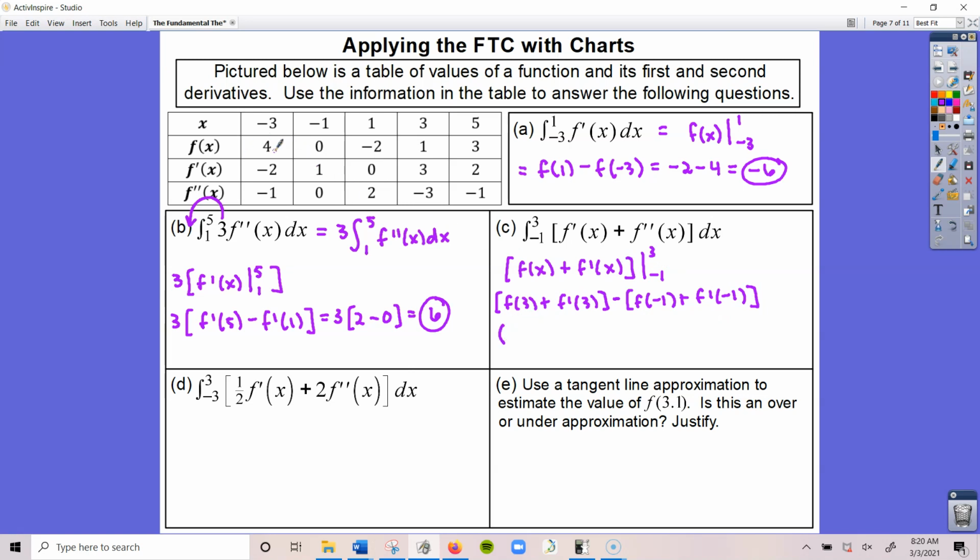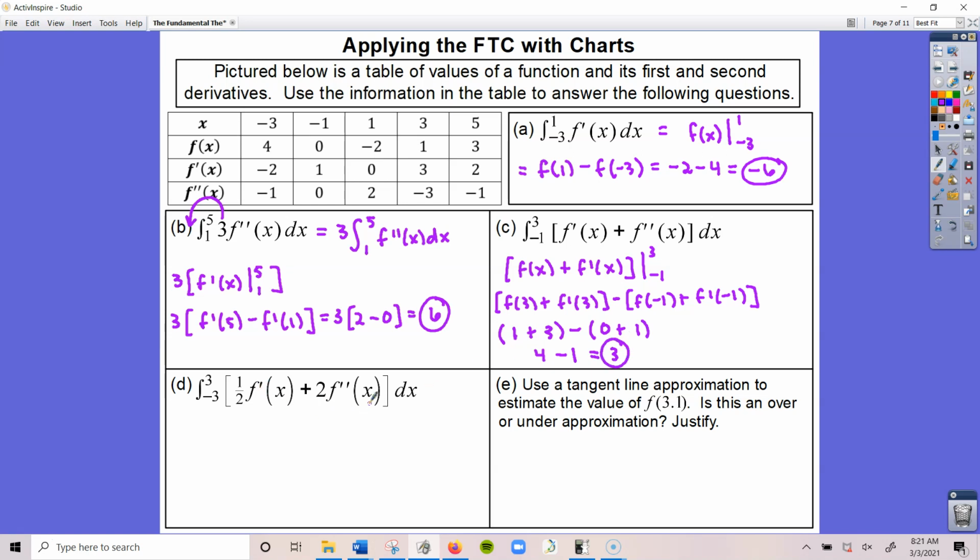f of 3 is 1 plus f prime of 3, which is 3, minus f of -1, which is 0, plus f prime of -1, which is 1, leaving me with 4 minus 1, which is 3.